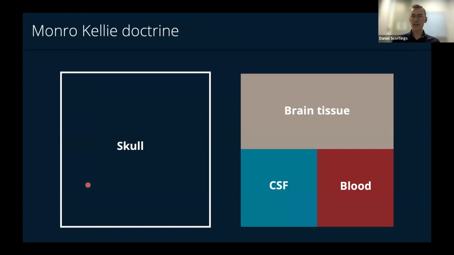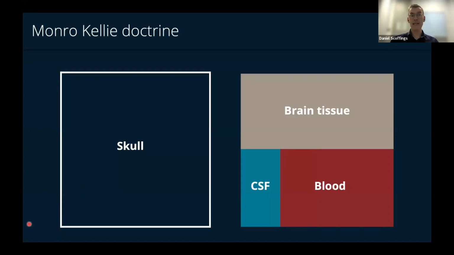So when you have leakage of CSF and intracranial CSF and spinal CSF volume depletion, because your skull is fixed and the brain tissue are fixed, loss of CSF is compensated for by an increase in intracranial blood volume. And that's what leads to the appearances that we've seen.